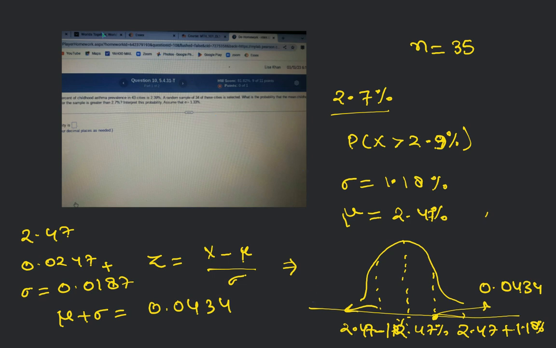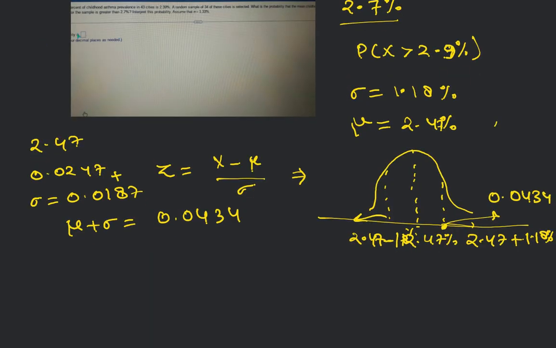Okay, I got the way. In order to find the Z, what we are doing here, just give me a moment. So Z will be equal to, we are writing here, 2.9 minus 2.47. Please let me know if I am writing any of these values incorrectly, because I'm just writing it here.